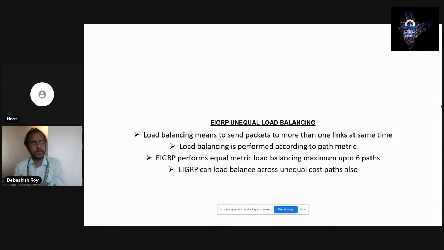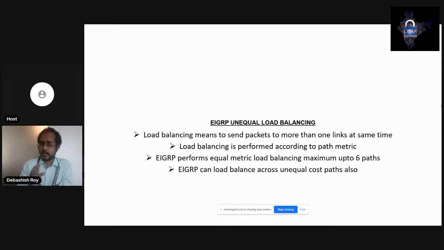So definitely we do not want a protocol like EIGRP, that is a Cisco proprietary protocol, not proprietary now, but it was for some time, to send the packets to only one link, and that link will fail. So to avoid that, you must do the load balancing.